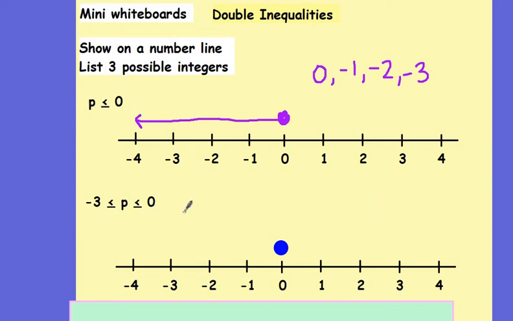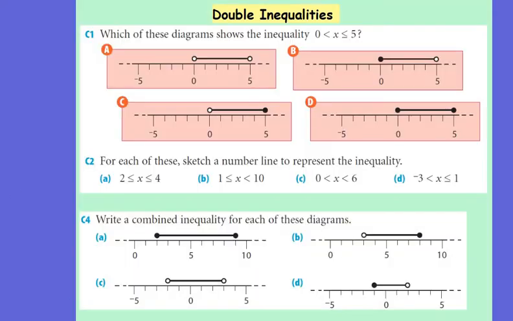Okay, so we've still got p is less than or equal to 0. However, we now know that p is also greater than or equal to -3. So we need another filled-in circle here. We can connect up the two, and then we can work out some integer values. This time I could have -3 because it's greater than or equal to. I could have -2, I could have -1, and I could have 0 because it's less than or equal to 0. Over to you, Year 8, in your light blue books now.